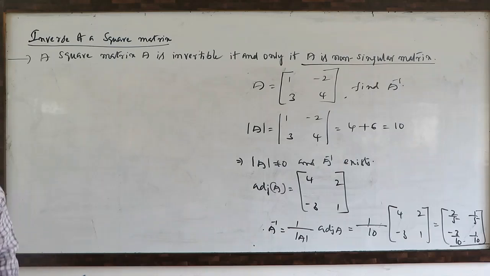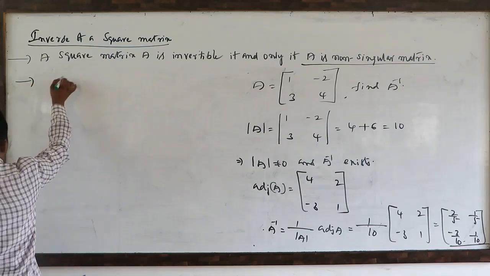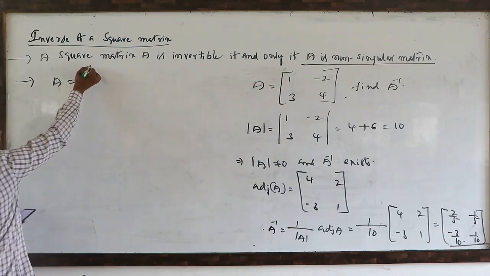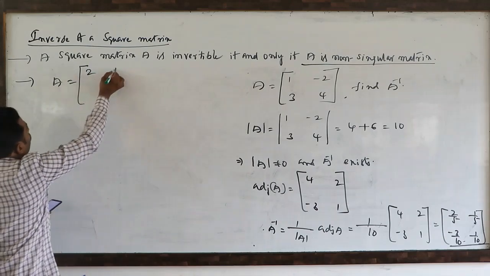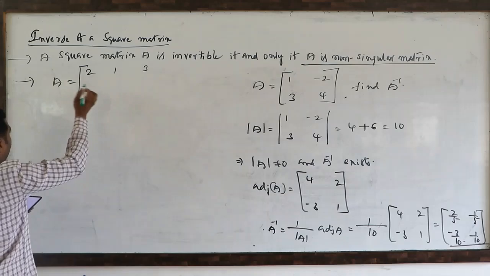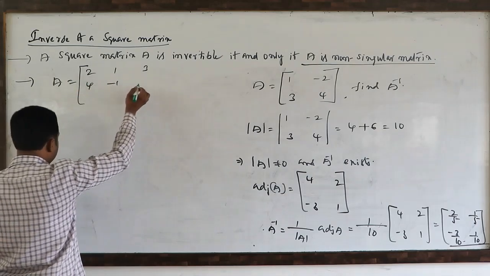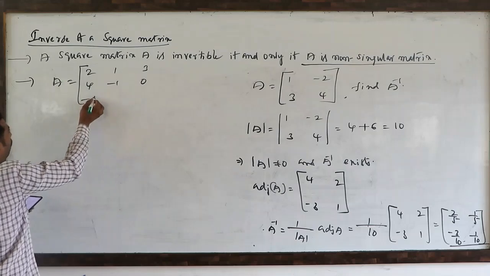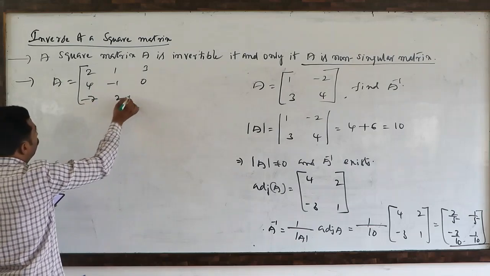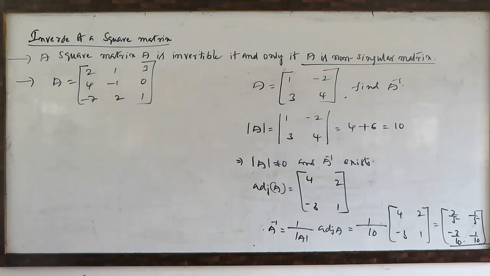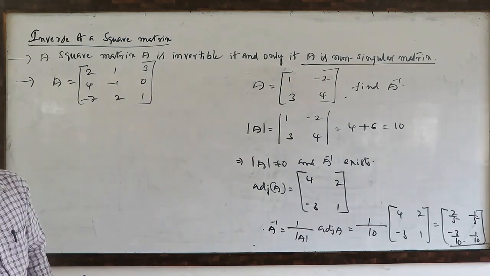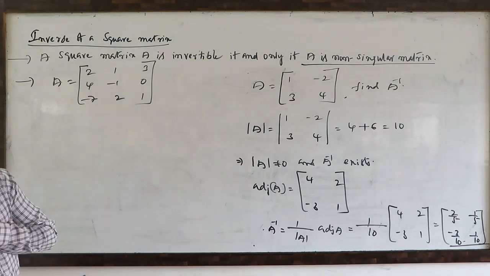Find the inverse of the matrix A equal to [2, 1, 3; 4, -1, 0; -7, 2, 1]. Once again you check: 2, 1, 3, 4, minus 1, 0, minus 7, 2, 1. So you have to calculate what is the inverse of capital A.